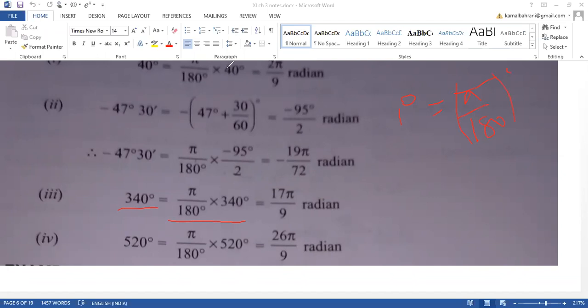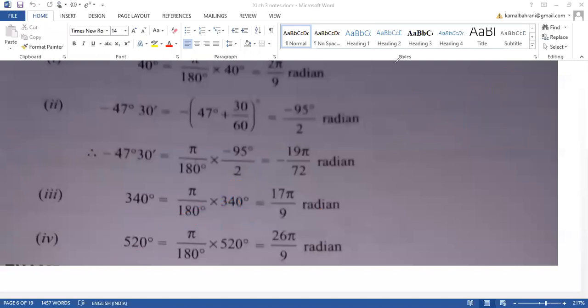Now 1 degree is equal to pi by 180. So 340 degree will be into 340. Now again you cut it. What we are having? 2 17s are, 2 9s are. So 17 pi by 9. Is that clear? Now this 520 is your homework. Do it by yourself. Clear?